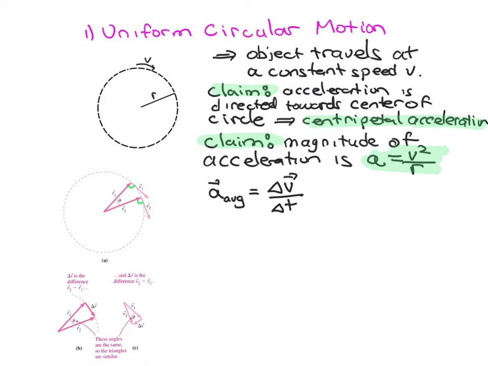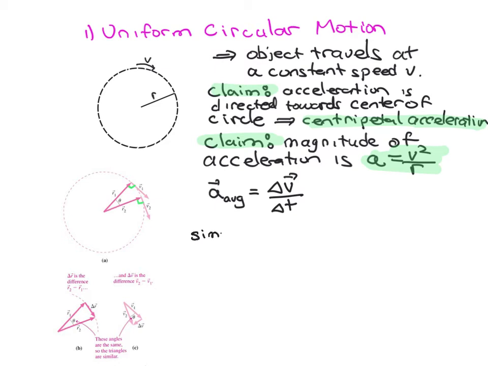Okay, and these are both isosceles triangles because for a circular path, obviously the length of these position vectors is the same. It's just r. And this is an isosceles triangle because we specified that the speed of the object is not changing. So the lengths of these two velocity vectors are both the same. They're both the speed v, and therefore all three angles in these two triangles are the same. So they're similar triangles. Well, what does that tell us?